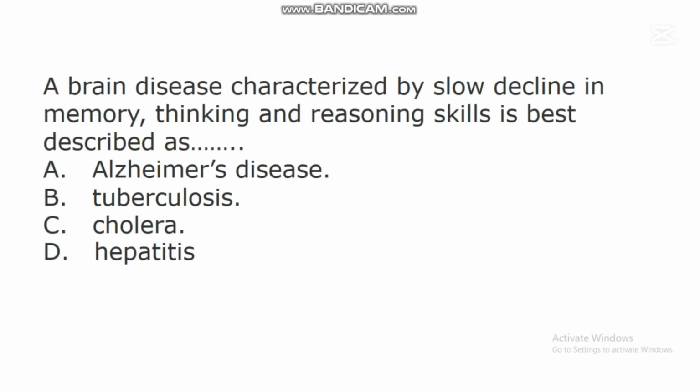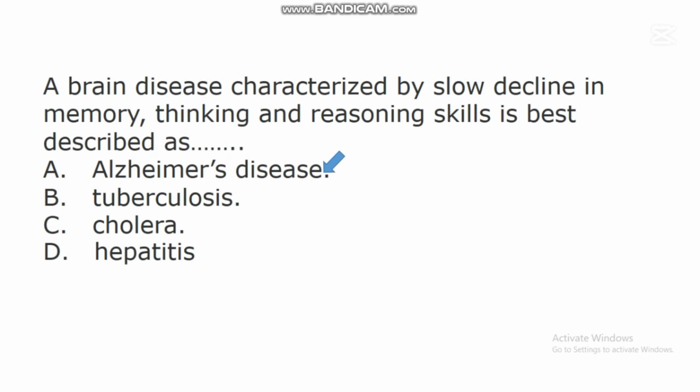The next question says, a brain disease characterized by slow decline in memory, thinking, and reasoning skills is best described as dash. A. Alzheimer's disease. B. Tuberculosis. C. Cholera. D. Hepatitis. In this question, the correct answer is A. Alzheimer's disease.